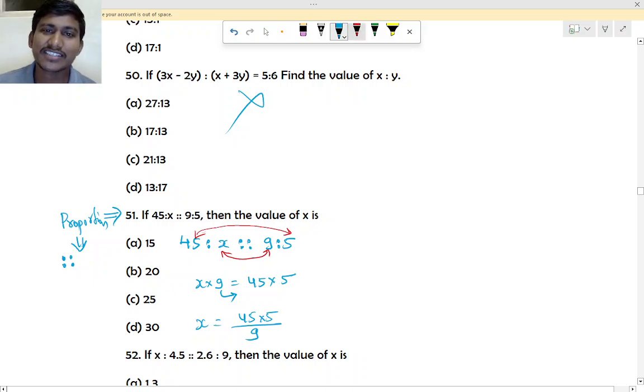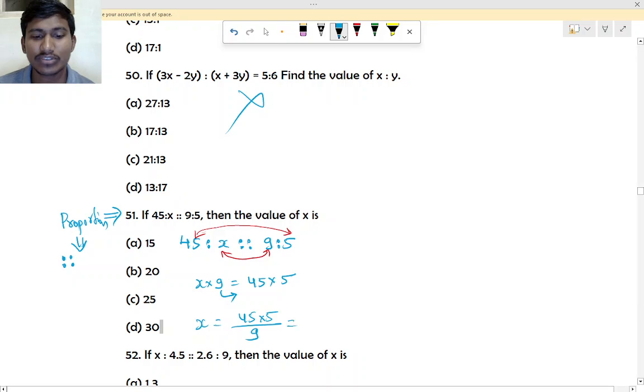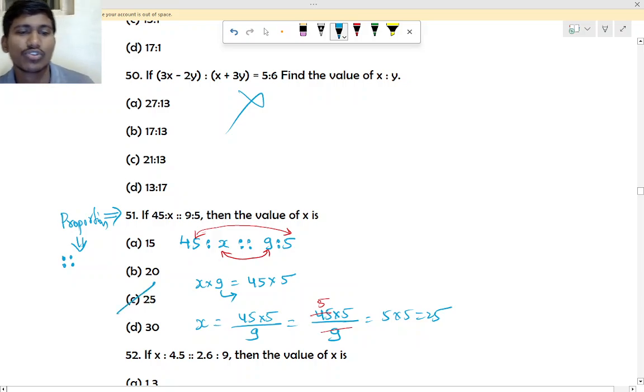So 9 how many is? 9 5s are 45. So 9 5s are 45 means the answer will be how much? 5 5s are? So 5 5s are 25 is the answer. Okay? Understand how to do? Will you do it? Yes, sir. So option C is the correct one.